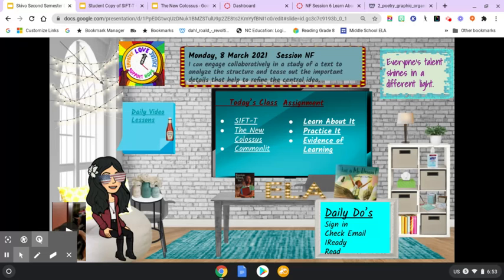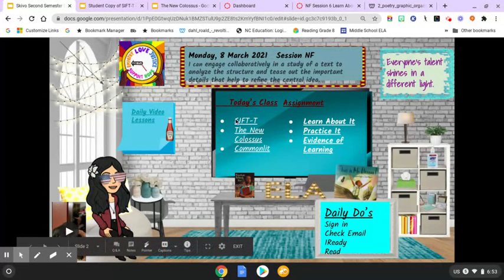In class today, we're going to talk about the SIFT process of analyzing poetry. It's a very specific and detailed way to look at a poem and look at its structure. We're going to be using a poem called The New Colossus, a very, very famous poem in America and really around the world. If we have a chance, we're going to look at some CommonLit work based on the New Colossus as well. You are going to go through the Learn About It, Practice It, and Evidence of Learning for session 6 today. So let's get started because I want to get through this as quickly as I possibly can. Starting with the SIFT process.